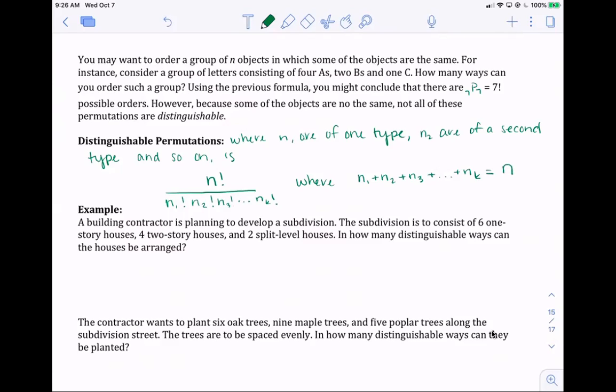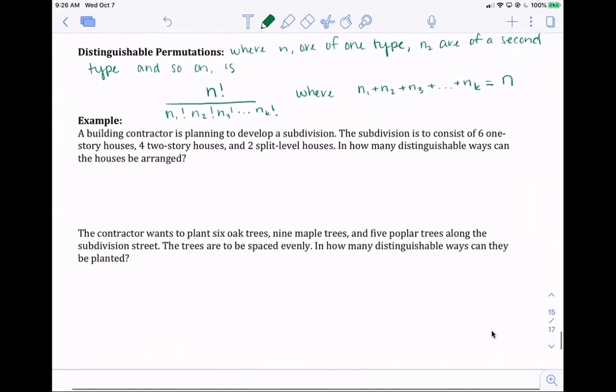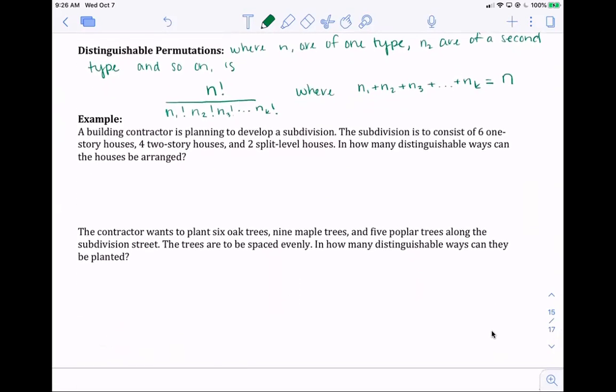So if we look at this example, a building contractor is planning to develop a subdivision. The subdivision is to consist of 6 one-story houses, 4 two-story houses, and 2 split-level houses. How many distinguishable ways can the houses be arranged? So we have n equals 12. We add all those up. So that's our numerator, 12 factorial.